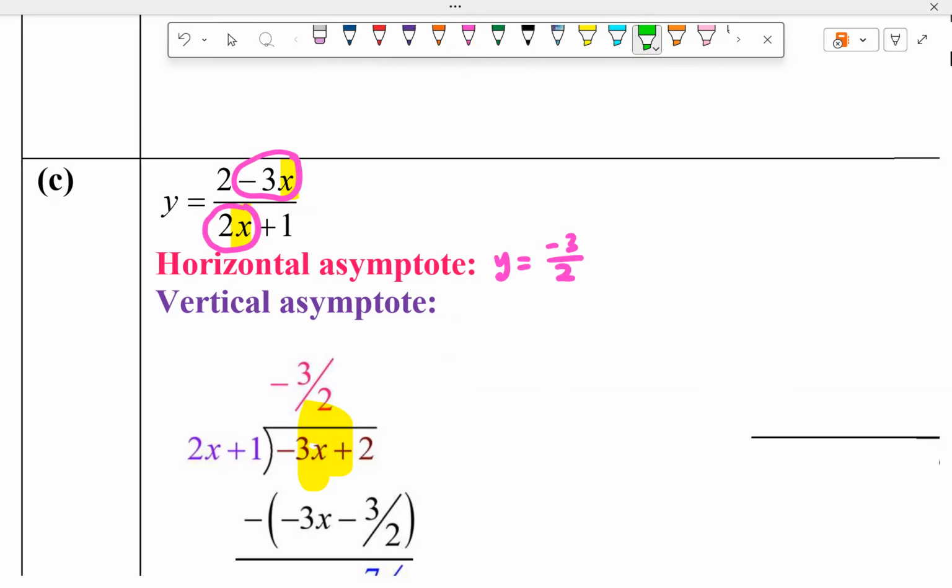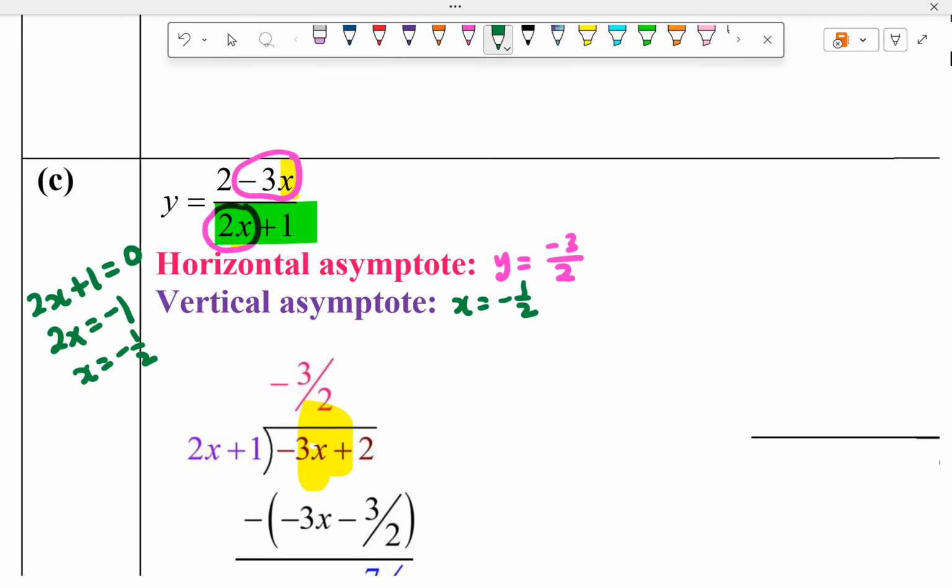Then the next one is for the vertical asymptote. Equate 2x plus 1 to be 0. Equate the denominator to be 0, and try to solve for the x value. So x is equals to -1/2 is the equation of the vertical asymptote.